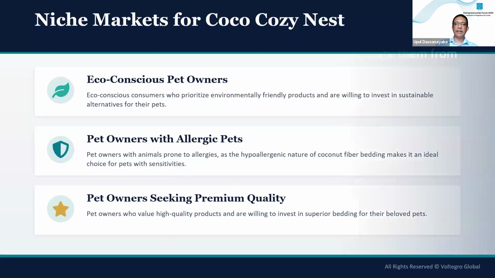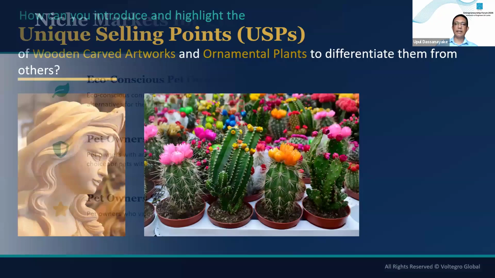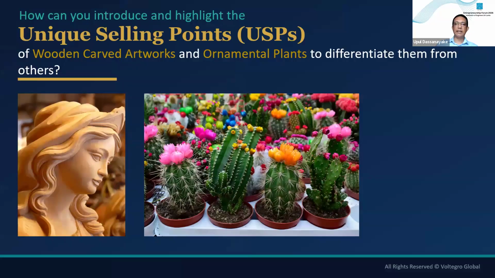Then some might think this is only for food items or products like vanilla and so forth. No. You can introduce USPs to any product and make it unique. That's why I said that there are so many examples.